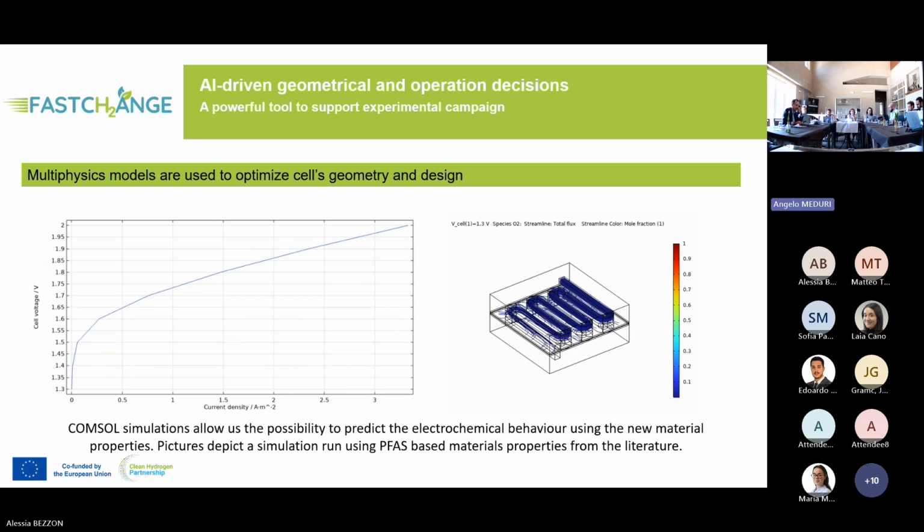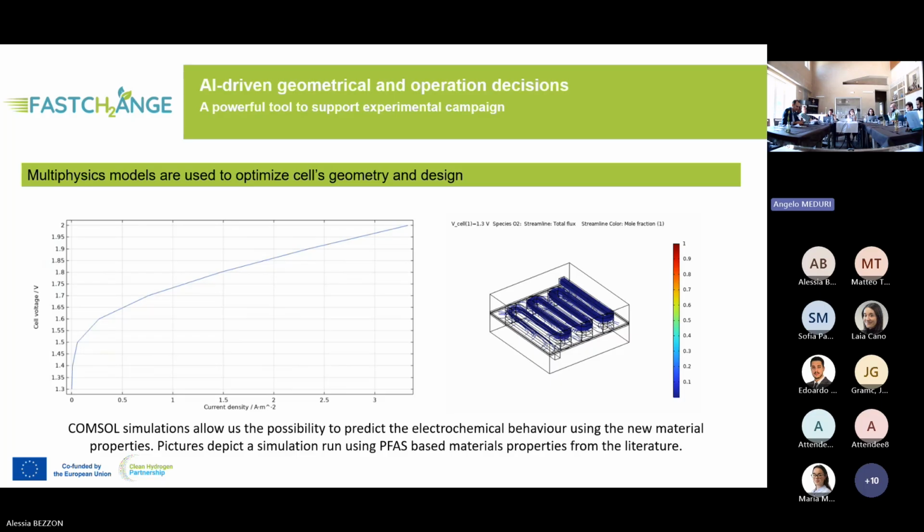Yes. Okay, thank you. So within the FASTCH2ANGE project, IDENER and VTT are in charge of the development of 3D multiphysics analysis to try to predict how these new PFAS-free materials affect the electrochemical performance of the single cell. And right now on the screen, you can see some preliminary results about this simulation.